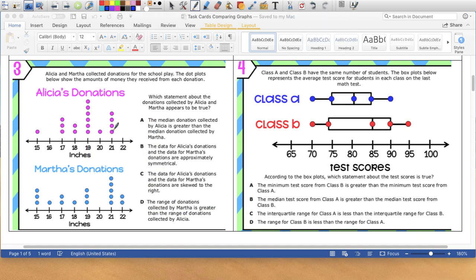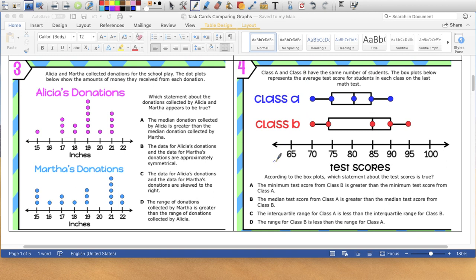So what's the range here? 21 minus 15, so the range is 6. What's the range here? 22 minus 15, so the range is 7. So the range of Martha is greater than the range of, what do you call it, Alicia? So that's true, right? This is 22 minus 15, which is 7, and this is 21 minus 15, which is 6. So the range, Martha, so this one is the one that's true.